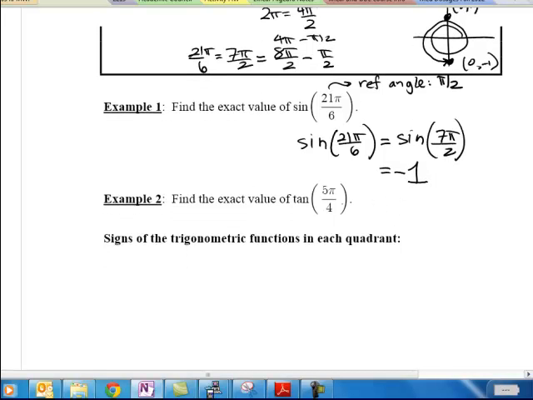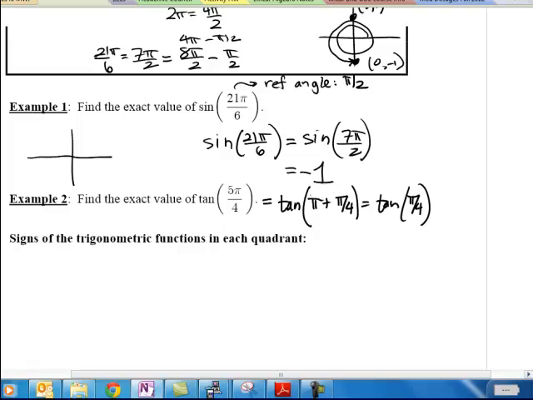I want tangent of 5 pi over 4. We know that the period of tangent is pi, so we could say that's the same thing as tangent of pi plus pi over 4, and that's the same thing as tangent of pi over 4, because the period for tangent is pi. Tangent of pi over 4, we want to think about this point, square root of 2 over 2, square root of 2 over 2. We want the ratio of y to x, so we would just get 1.